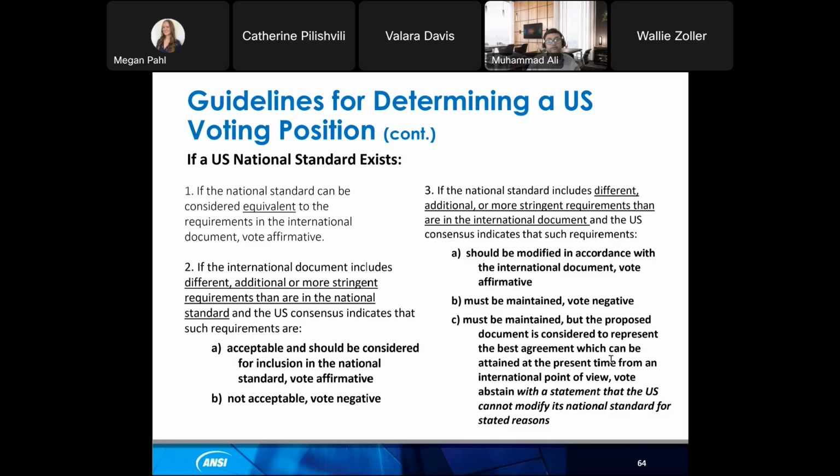If the U.S. consensus indicates that they must be maintained, then you vote negative. And if they must be maintained, but the proposed document is considered to represent the best agreement which can be attained at the present time from the international perspective, then you vote abstain with a statement that the U.S. cannot modify its national standard for stated reasons.